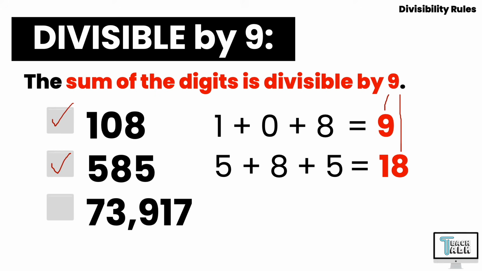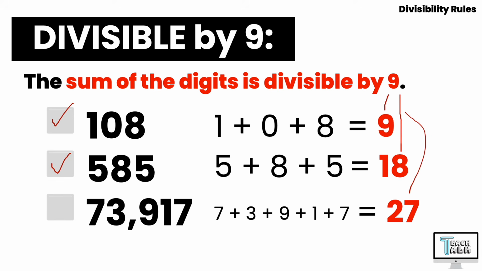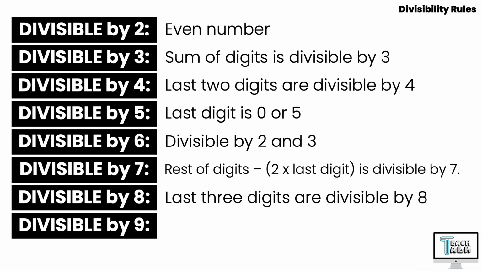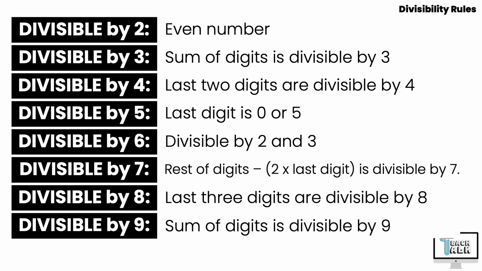Lastly, we have 73,917. Pag pinag-add mo yan, 7 plus 3 is 10, plus 9 is 19, plus 1 is 20, plus 7 is 27. And 27 is divisible by 9. Therefore, 73,917 is divisible by 9. Again, kapag divisible by 9, ang ating sum of the digits is divisible by 9.